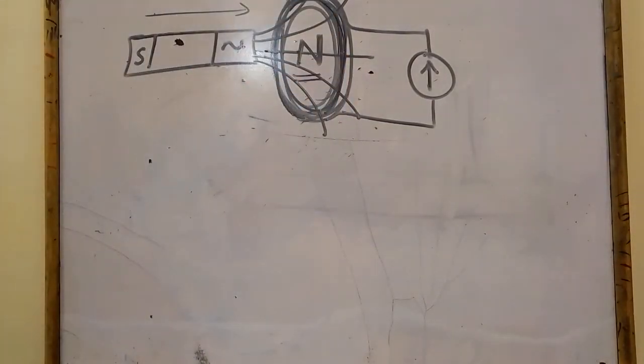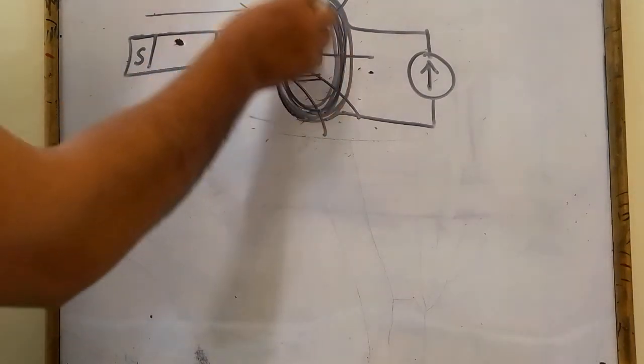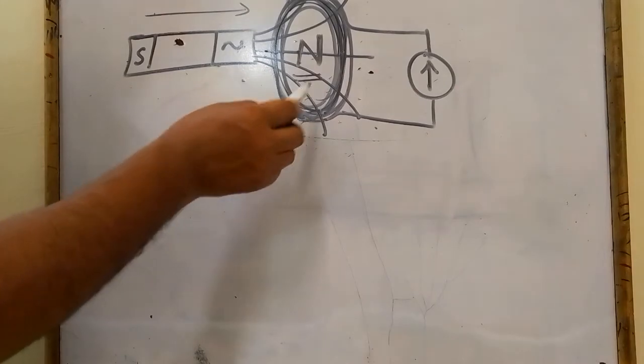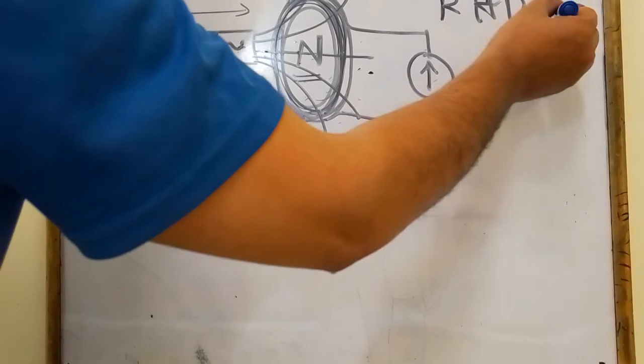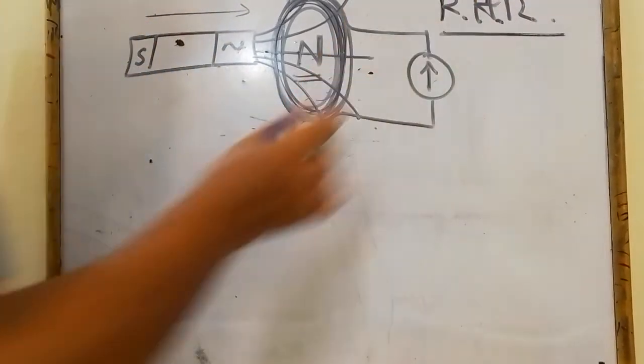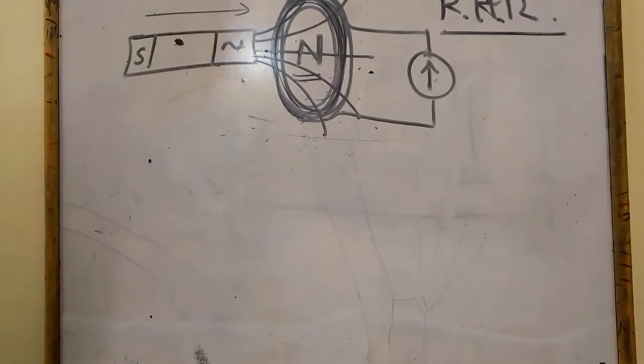Now, what is the direction of the induced current in the coil, which can be found by the use of the right hand rule, which we already discussed in chapter number 3. The right hand rule used for a solenoid. We will use that concept here again.